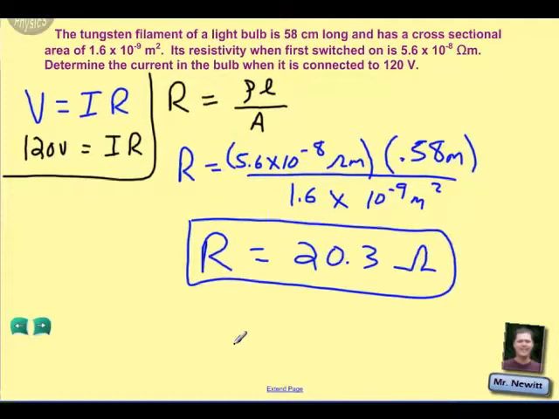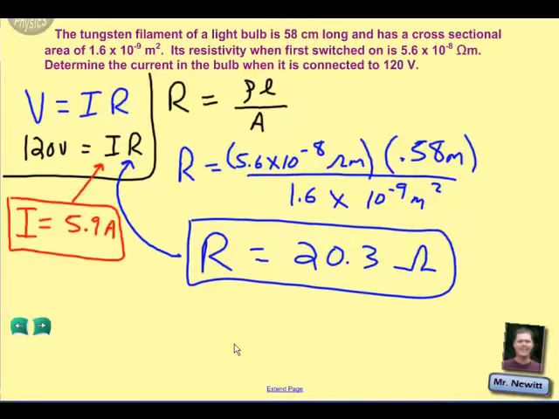Now it's important for us to have that resistance value of 20.3 ohms, because now I can take that resistance and go back to my original equation. Remember, the problem is asking me to find the current that is in the circuit. So now that I have 120 volts, I have my resistance of 20.3. I can simply now solve for my current, and when I do that, I get a current value of 5.9 amps.